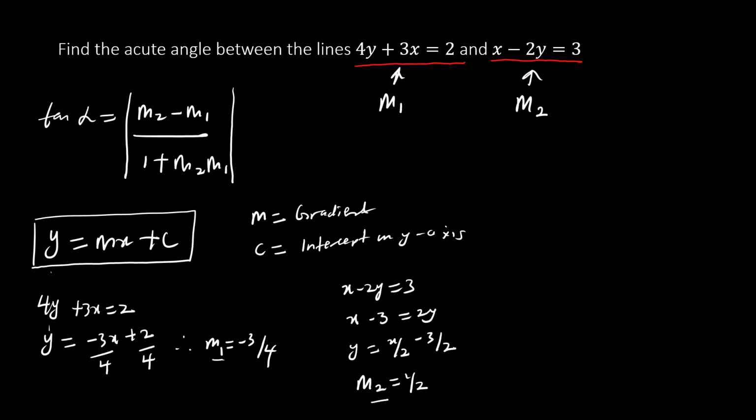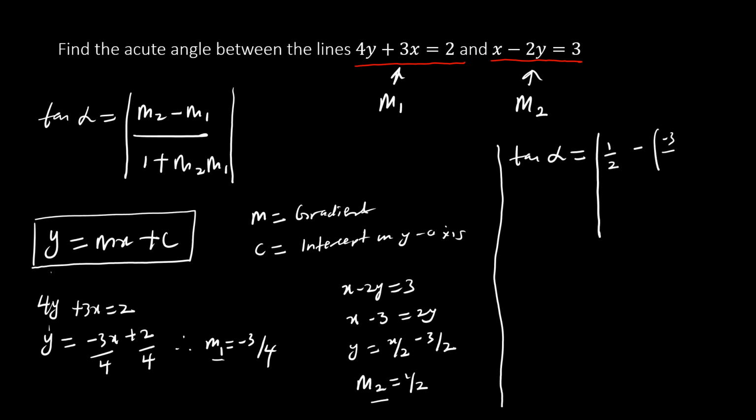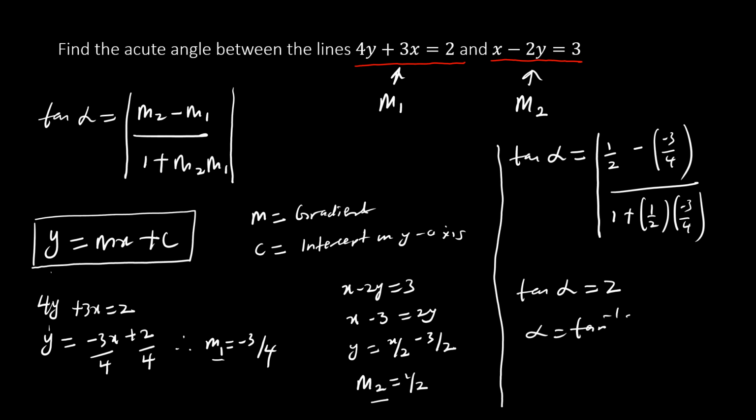Going back to the formula, to get alpha, we have tan alpha equal to, now m2 is 1/2 minus -3/4, everything divided by 1 plus 1/2 multiplied by -3/4. So here we have tan alpha equals 2, and alpha equals the tan inverse of 2. Here alpha equals 63.43 degrees. And this is how to find the angle between two lines, whereby we are given the equations of the lines.